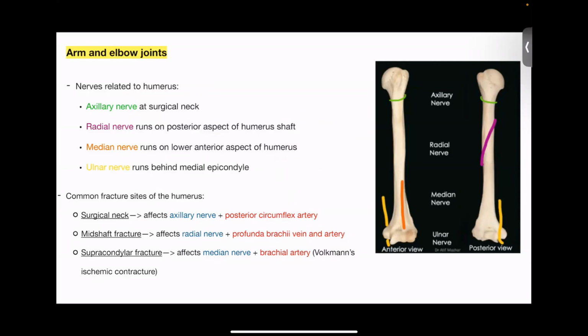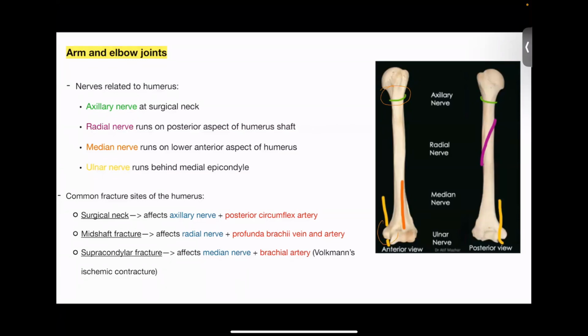So around the surgical neck, this part basically, the axillary nerve goes through it, along with the posterior circumflex artery. And if there's a fracture at the surgical neck, the axillary nerve is going to get affected along with this posterior circumflex artery. Now, if we have a mid-shaft fracture of the humerus, we know the radial nerve runs on the posterior part of it, so that's going to get injured along with the profunda brachii vein and artery.